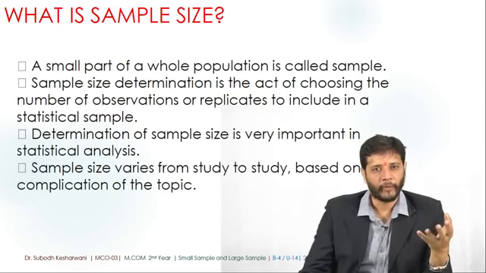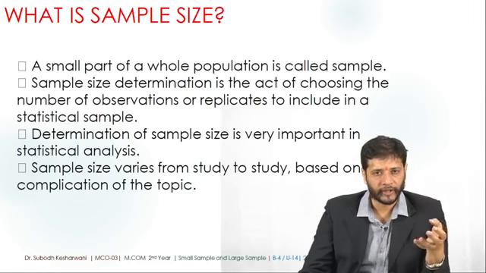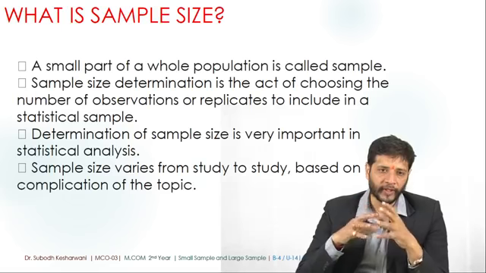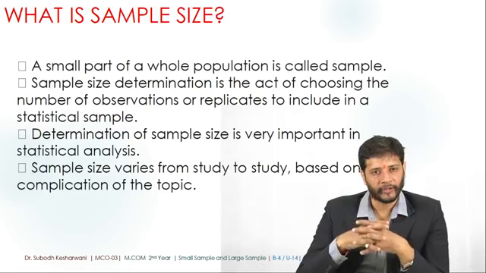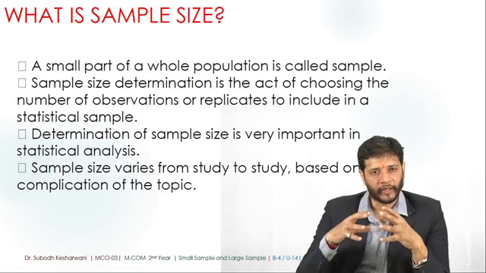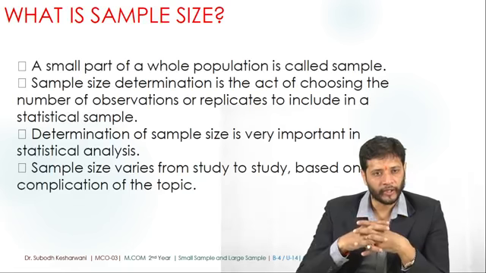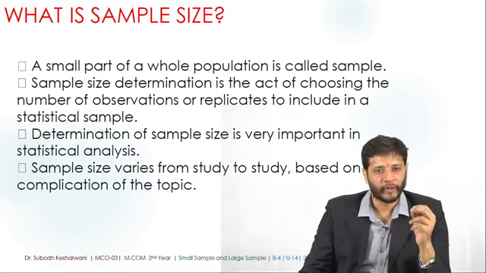A small part of the whole population is called a sample. Sample size determination is the act of choosing the number of observations or replicates to include in a statistical sample. Determination of sample size is very important in statistical analysis, because you are working on assumptions, you are going through hypotheses, and a hypothesis purely talks about assumptions. If you go about assuming things the right way, you land up at a very good conclusion. No doubt there are certain variations, so sample size varies from study to study based on the complexity of the topic.